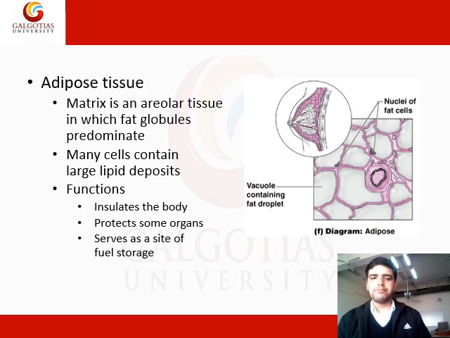Next is adipose tissue. Basically, the matrix of an areolar tissue in which fat globules predominate is known as adipose tissue. Many cells contain large lipid deposits, so its function is to insulate the body so that body heat can be controlled within the body surfaces. It also protects some organs, and it serves as a site for fuel storage.